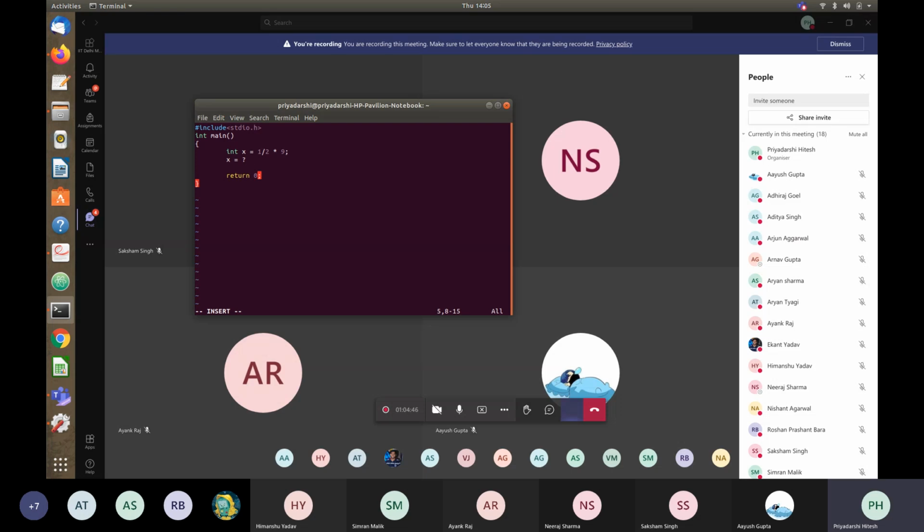In this question, what would be the value of x? 0. Okay, 0. So, but it should have been 4.5, right? 9 by 2. So, what change would you like to make it 4.5?